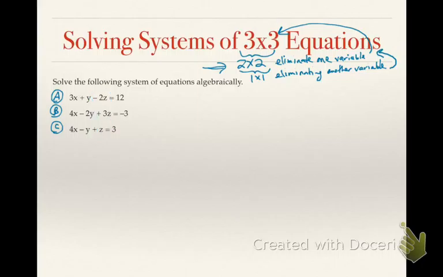What I'm noticing with the y's is I have opposite variables, and I have just two numbers to deal with. So that's going to be the easiest way to eliminate a variable. So eliminate the y's in this case. To eliminate the y's, what I'm first noticing is if I look at equation A and equation C, I have a plus y and a minus y. So if I just add those two equations as they are, they will eliminate the y's.